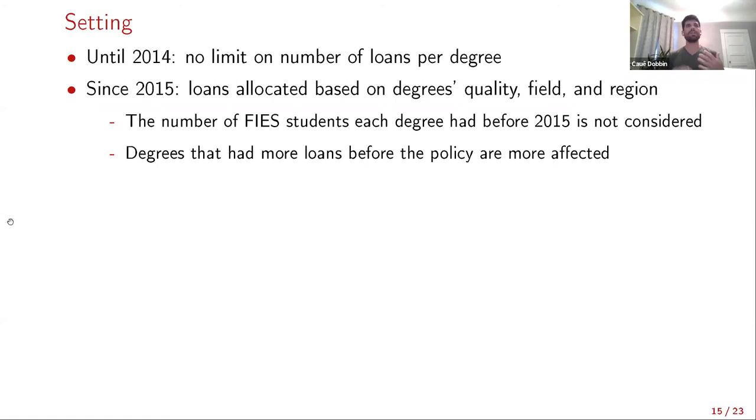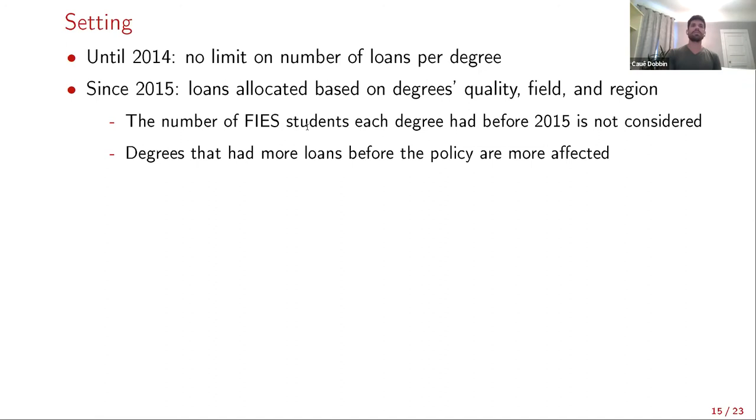So in 2014, there are no limits on the loans per degree. Like I said, if 100 people got a loan and decided to enroll in economics in PUC, you would have 100 people with loans in this degree. And after 2015, we created this rule that put a cap on the number of loans per degree based on the degree's quality, field, and region. And notice here that the number of loans the degree had before the policy change is not considered. So it doesn't matter that until 2014, your degree had 80 people with loans and the other degree had 2. This doesn't go into the rule at all.